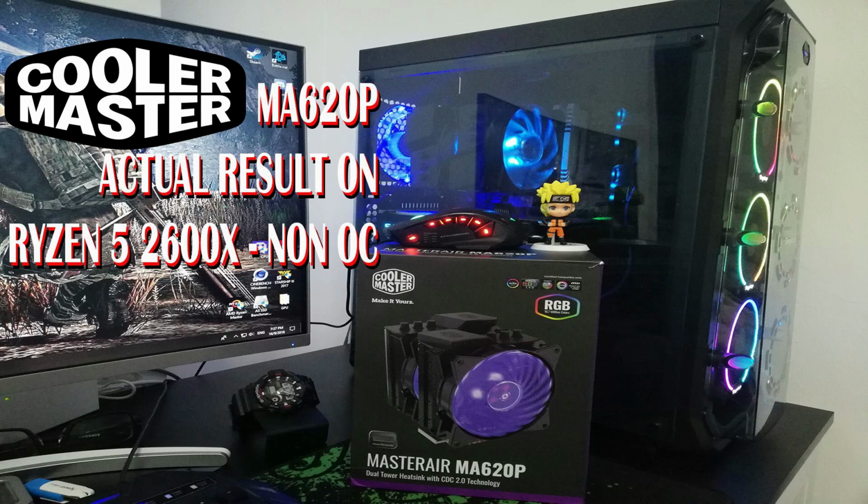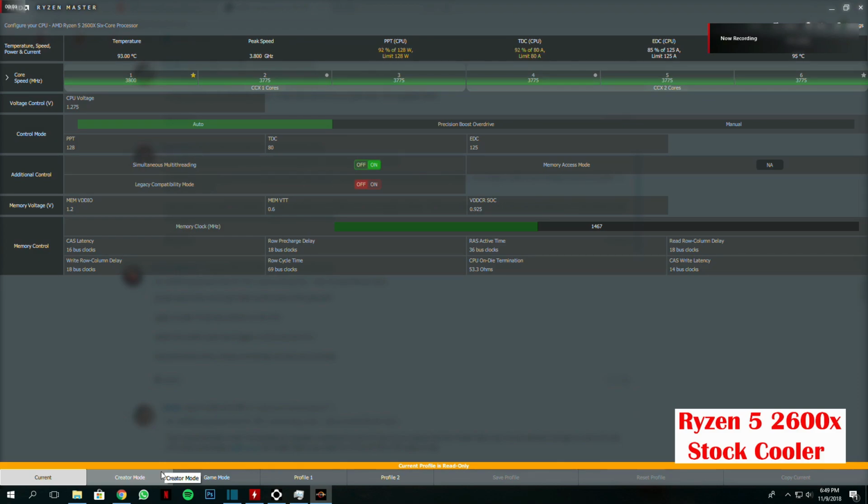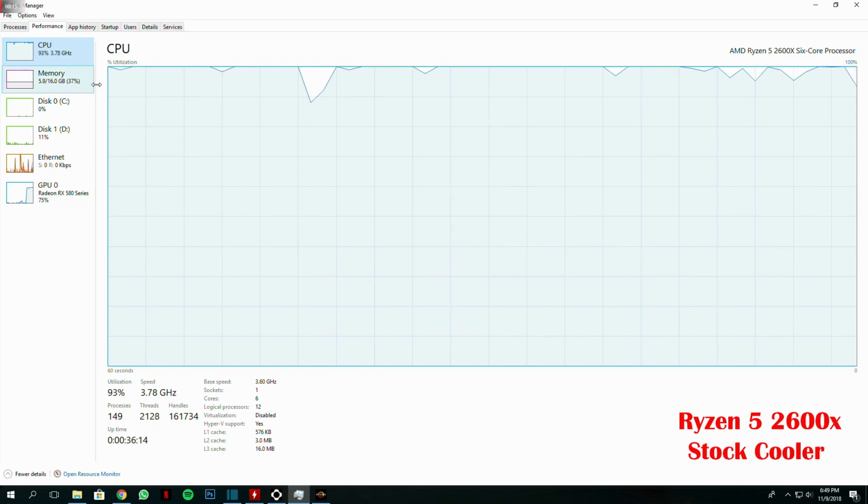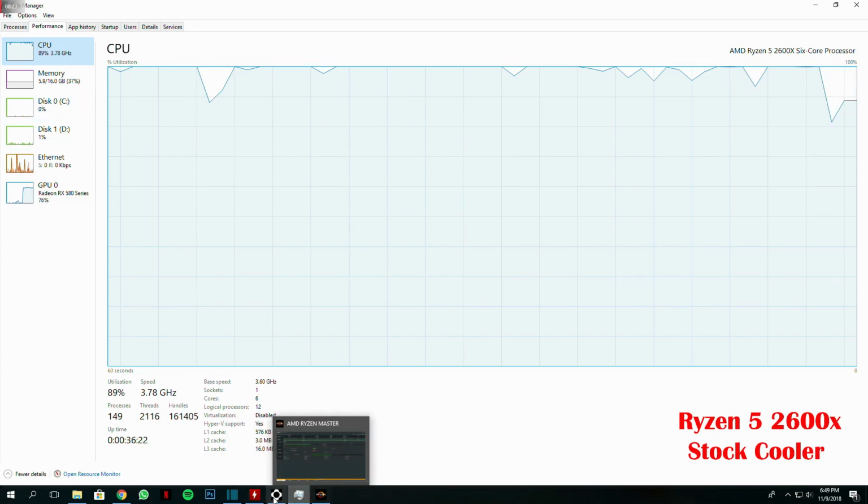So today I'm doing a video regarding Ryzen 2600X for those who are having the same issue, which the temperature is actually very high when doing export in video editing. For normal usage and also gaming, there's no issue that I encountered. It's only on the video export, as you can see on the screen.